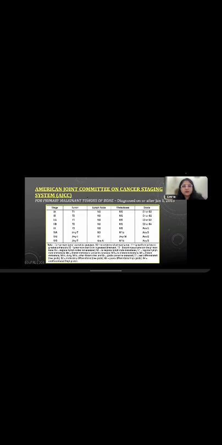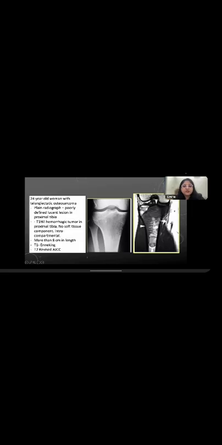Now, this is the Enneking staging system for primary malignant tumors of the bone. This was given in 1980. What we use now is the AJCC staging system for malignant tumors of the bone. If you see a lesion and if it is likely to be malignant, then you have to tell about the staging, of course. So, a few examples, 3-4 examples, and then we go to the case discussion.